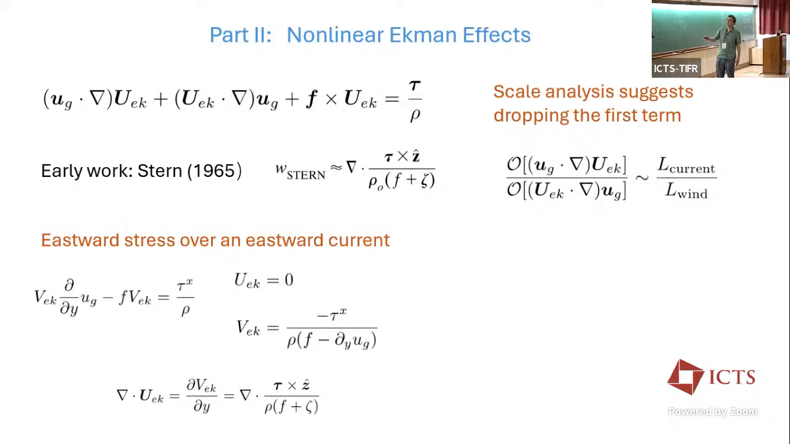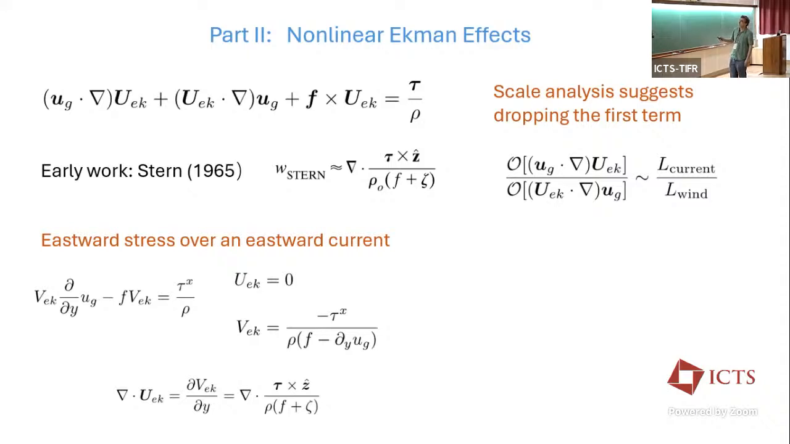But I'm allowing for the surface currents, which again are taken to vary slowly in the vertical, so that u geostrophic is constant with z over the Ekman layer. Early work dates to Melvin Stern, and essentially says that the Ekman pumping, instead of being the divergence of a vector perpendicular to tau divided by f, is divided by f plus zeta. And that comes from two things.